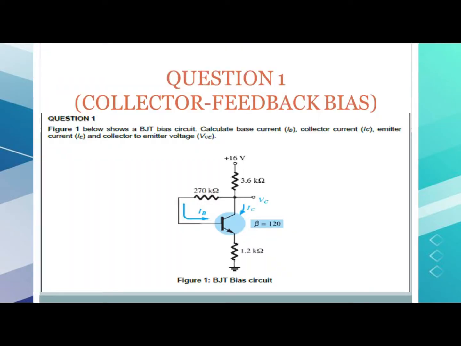Question 1. Collector feedback bias. Figure 1 below shows a BJT bias circuit. Calculate base current IB, collector current IC, emitter current IE, and collector to emitter voltage VCE.